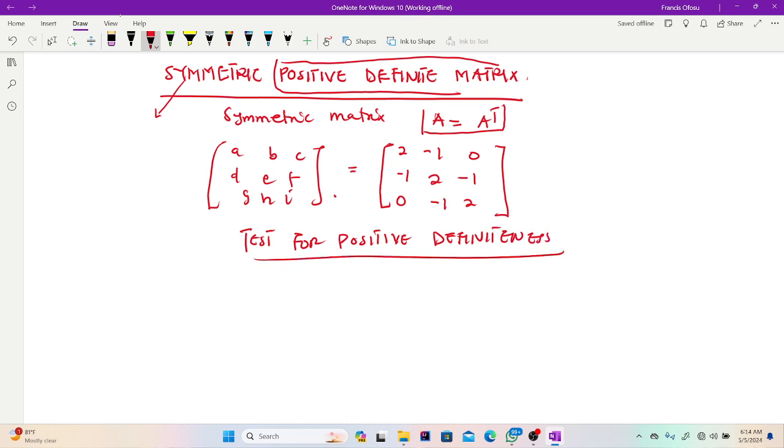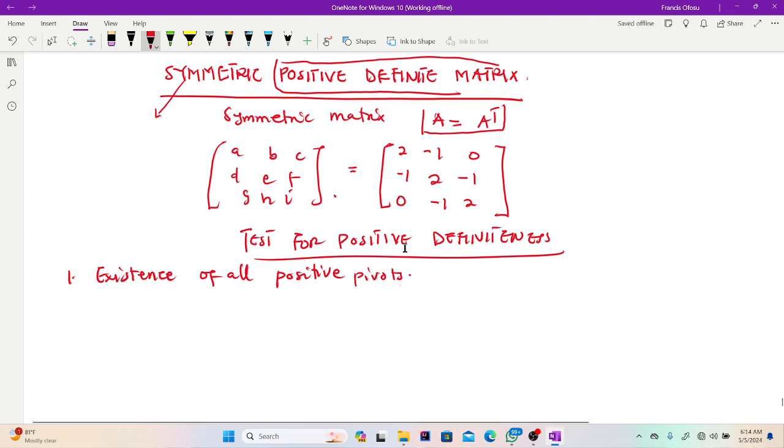The first test is simply the existence of all positive pivots. If they give you any matrix and you want to test if the matrix is a positive definite matrix, then all the pivots of the matrix should be positive. Now what do you mean by pivots?